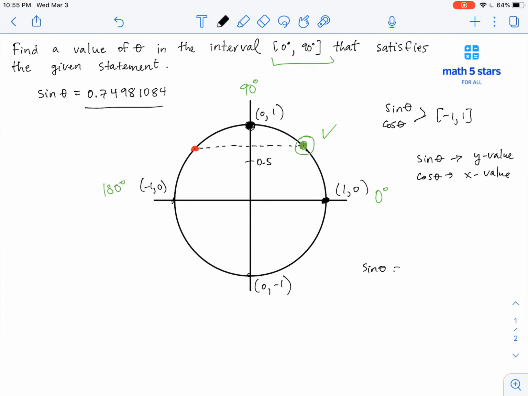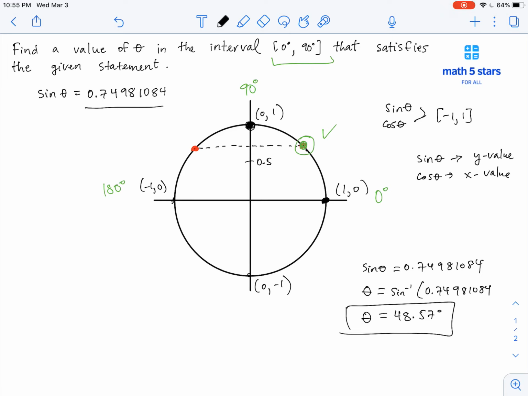We have the sine of this angle, 0.74981084. So to find the theta, you just do the arc sine or the inverse sine of the value, right? And we should be getting 48.57 degrees, and then this falls between 0 degrees and 90 degrees, so that checks out.